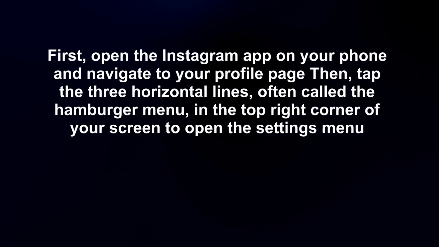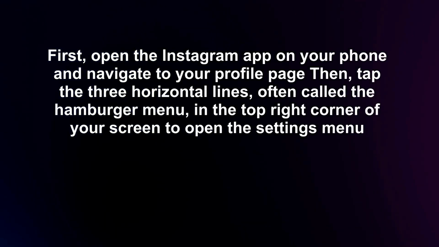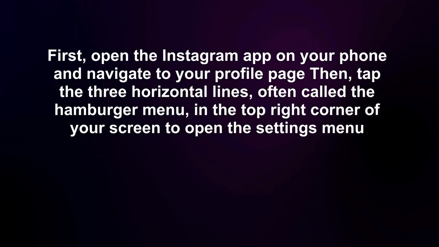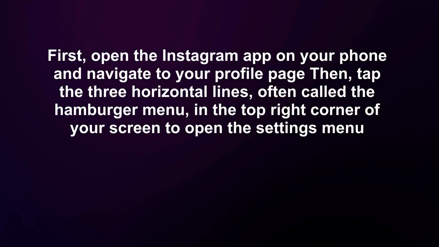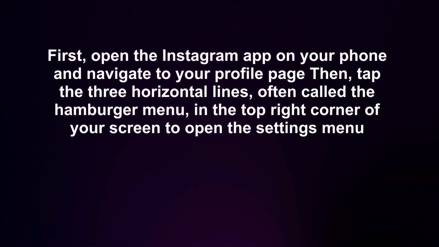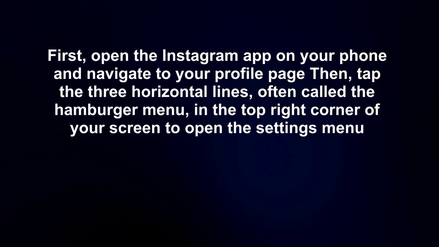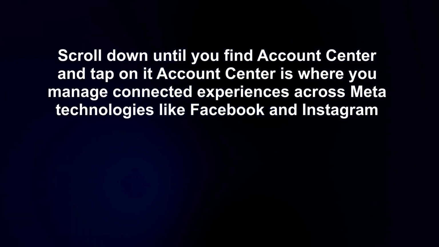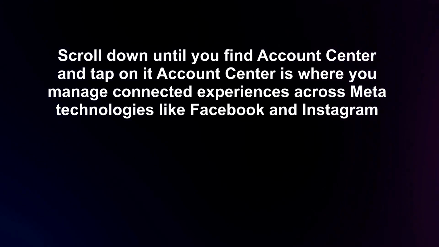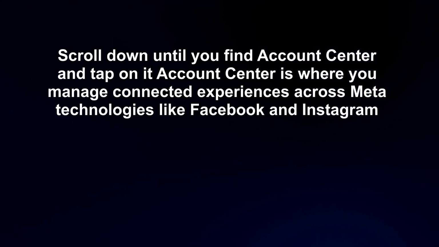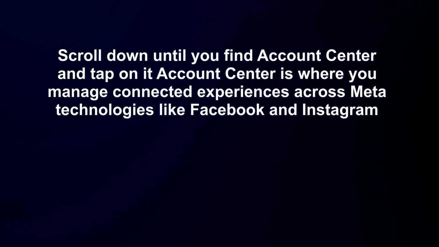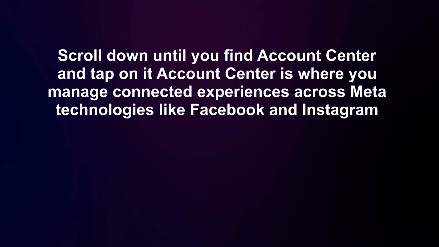First, open the Instagram app on your phone and navigate to your profile page, then tap the three horizontal lines, often called the hamburger menu, in the top right corner of your screen to open the settings menu. Scroll down until you find Account Center and tap on it. Account Center is where you manage connected experiences across Meta technologies like Facebook and Instagram.